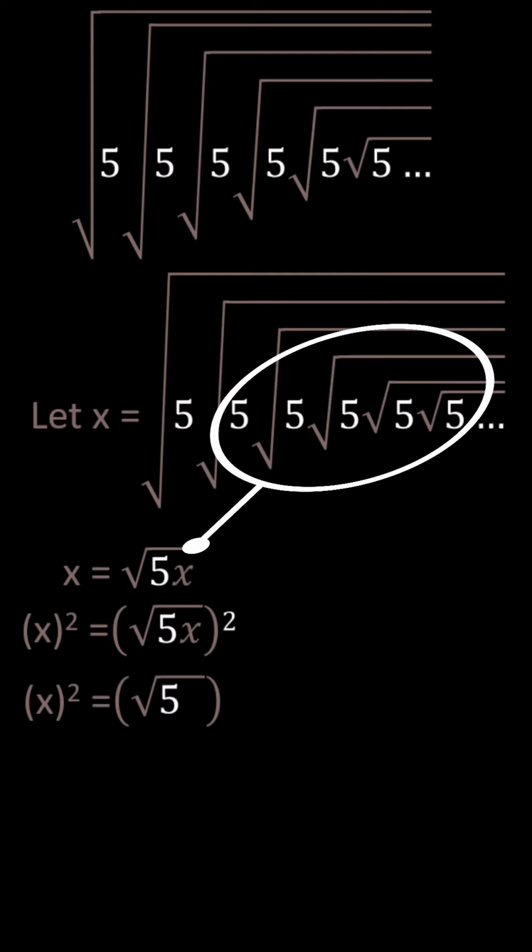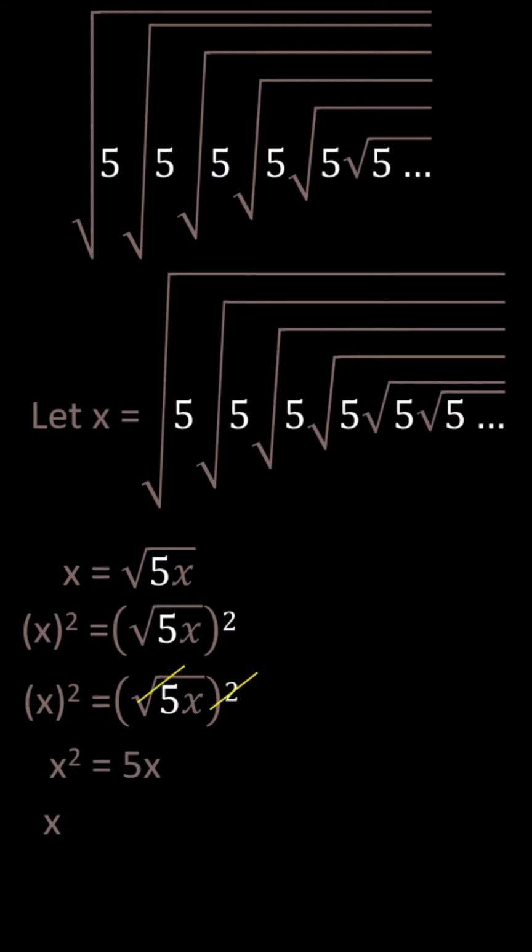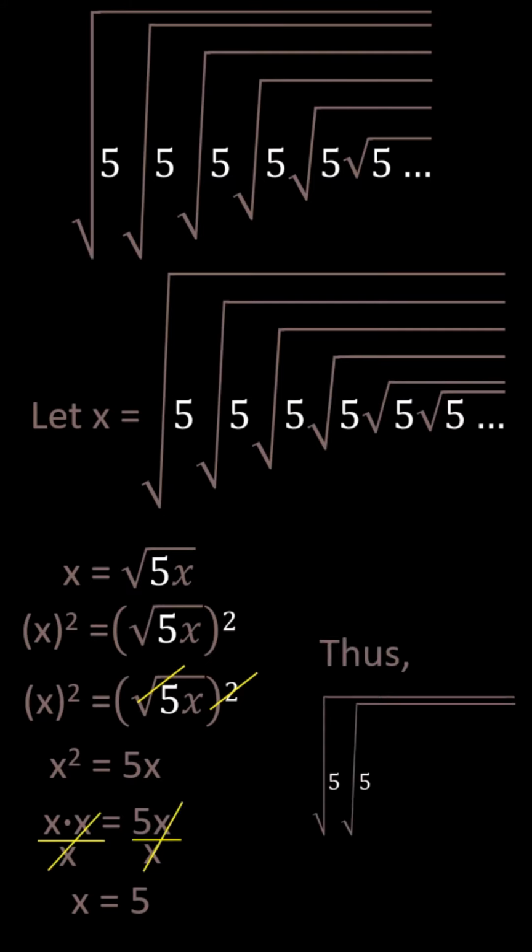And in the process, the radical and the square cancel each other out. And as a result, we get x squared equals 5x. X squared can be broken down into x times x, which is equal to 5x. Then divide all sides by the common factor x to get x equals 5. Thus, the square root of 5 times the square root of everything that's inside and so on is equal to 5.